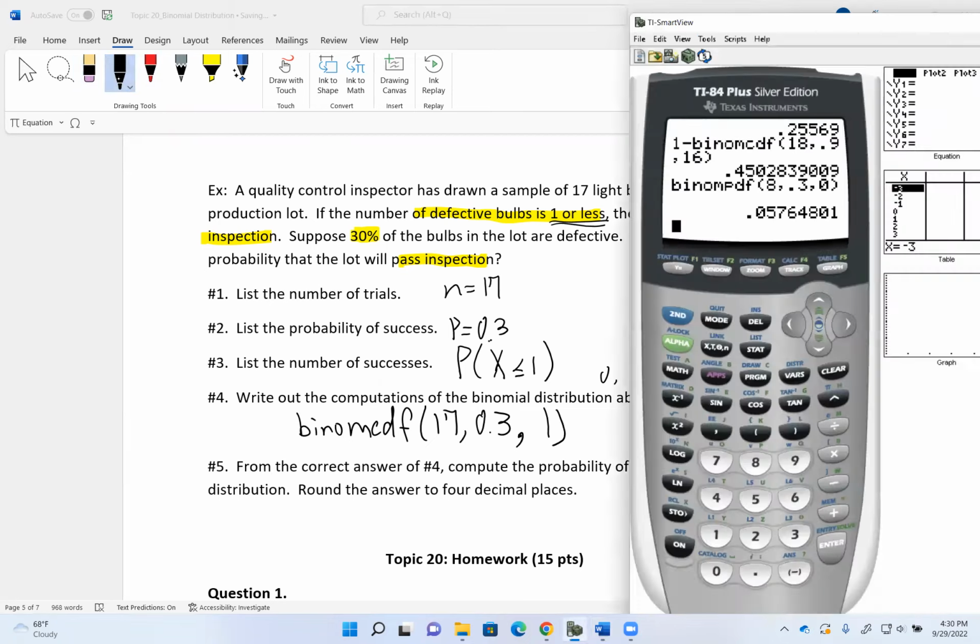All right, let's punch it in the calculator and see what we got. Binomial CDF, which is alpha B. Alpha B will give me that. 17, comma, 0.3, comma, 1. Excuse me, 1 or less defective, so I'm only computing up to 1. All right, so the probability to pass the inspection is only 0.0193.